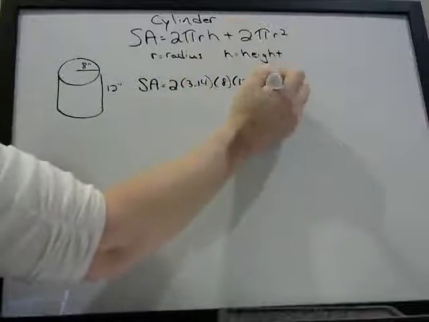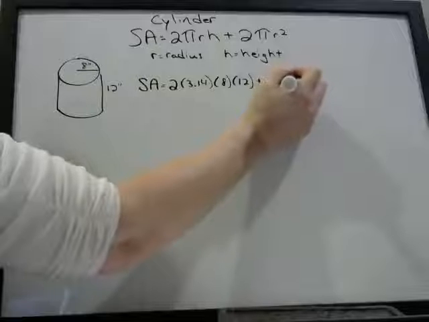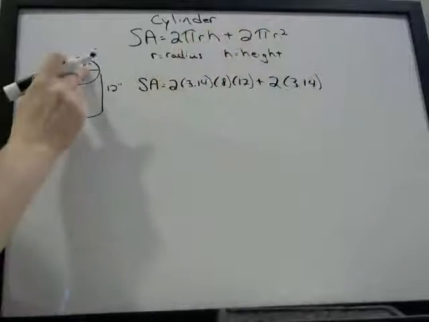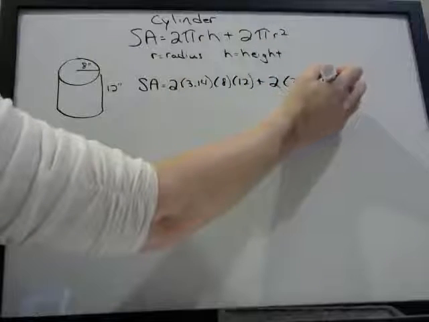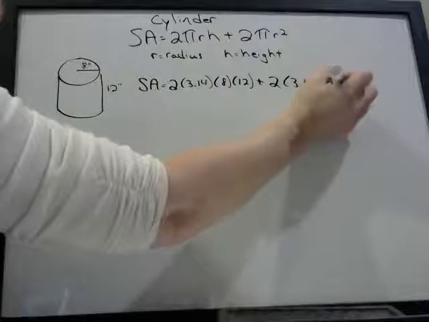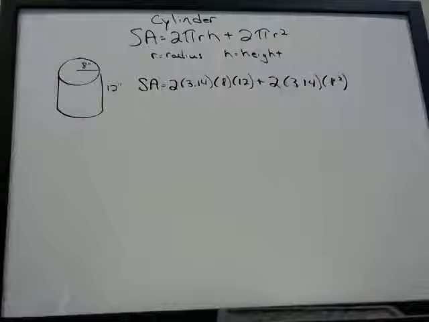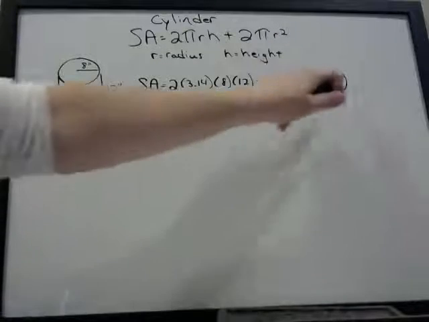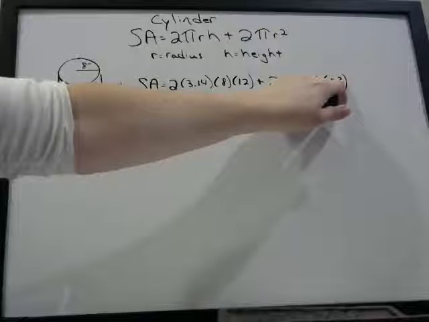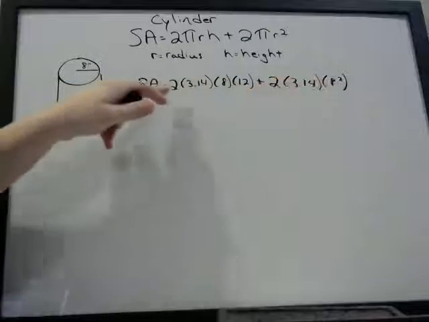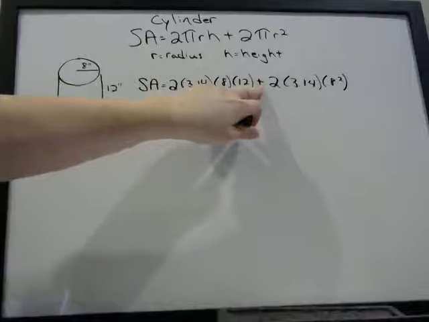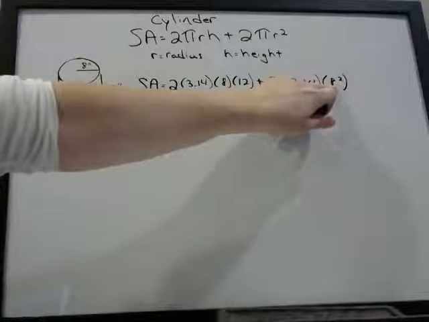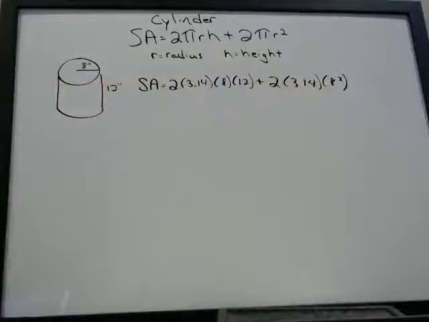Now we have 2 times pi. Again, I'm going to write that as 3.14 times radius squared. Radius is 8 squared. So remember, we have this exponent. Remember, your order of operations is that you have to do the exponent first, and then you do the multiplications, and then you do the addition. So 8 times 8 is 64, so that's what 8 squared is.